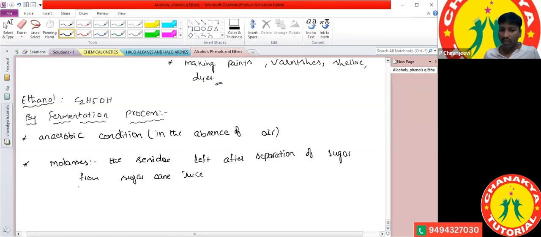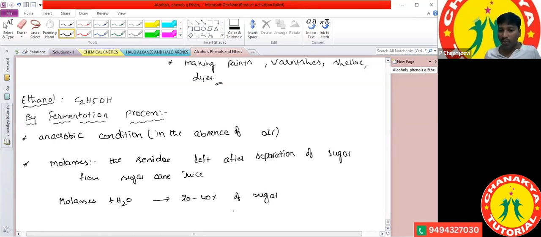It is present in sucrose. Now, first, here we are taking molasses and diluting it by adding water. If you add water to the molasses, it becomes a dilute solution. This dilute solution contains 20 to 40% of sugar.